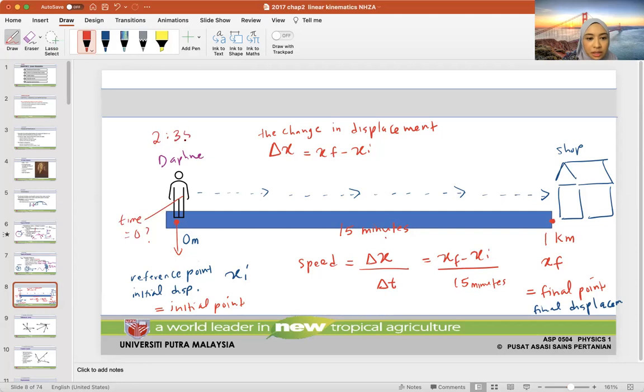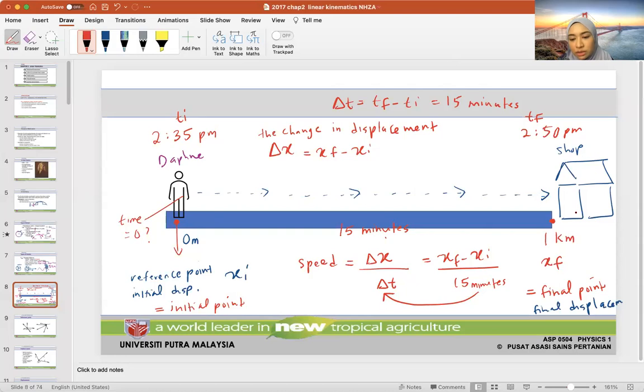For example, Daphne left her house and went to the shop at 2:35 p.m. It took her 15 minutes, so 2:50 p.m. is when she arrived. This is our T final and this is our T initial. The duration is T final minus T initial, which gives us 15 minutes. So 15 minutes is our delta T, because it's the duration of Daphne walking to the shop.